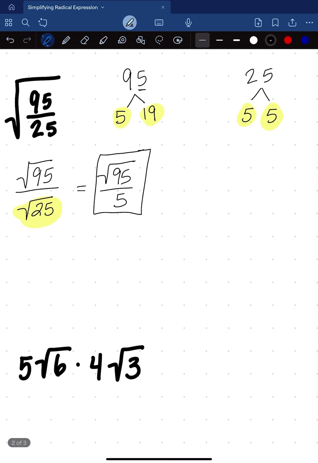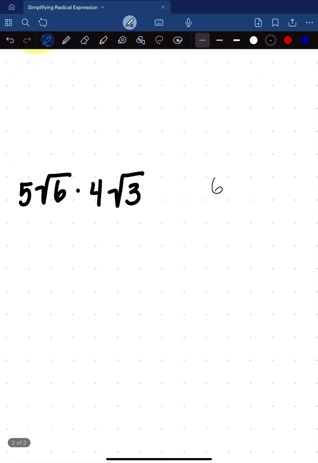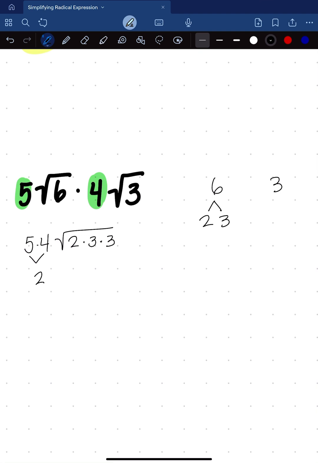Okay, what if we have coefficients and square roots? Just like before, we're going to start prime factoring. I have 6, which we know is 2 times 3, and 3 is just a 3. So I'm going to take my coefficients and multiply those two. I can write it as 5 times 4 square root of, and I'm just going to put the factors 2, 3, and 3. 5 times 4 is 20.